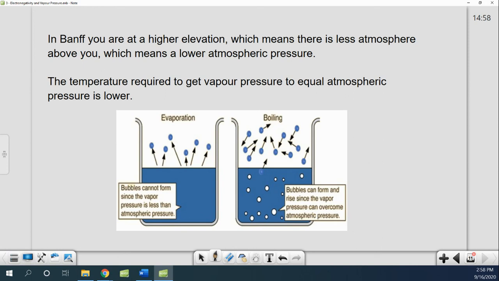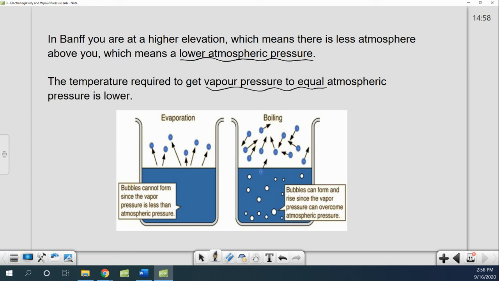So in Banff, you're at a higher elevation, which means less atmosphere above you. You're up in the mountains, there's less air above your head before you hit space, right? Which means less atmosphere pushing down, a lower atmospheric pressure, which means the temperature required to get your water's vapor pressure to equal the atmospheric pressure is lower. I don't need to go all the way to 100 anymore. Maybe 95 degrees is enough to get things to boil now that I have less atmosphere.